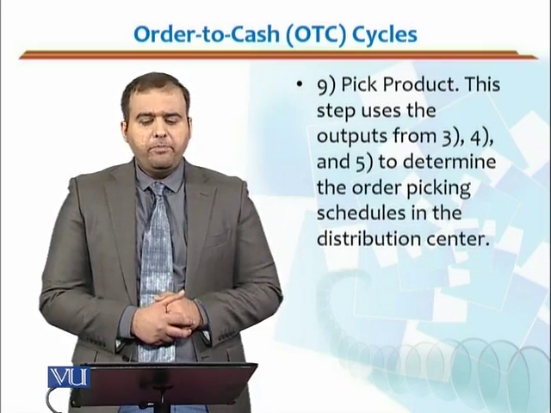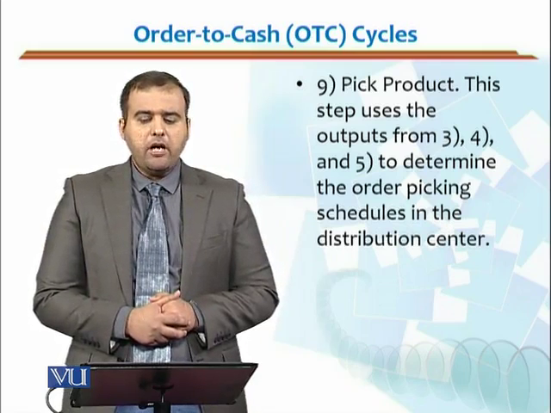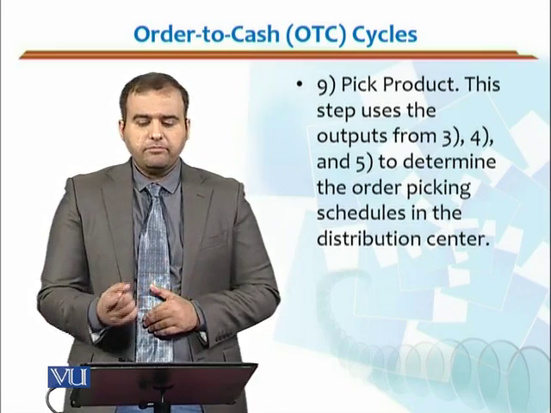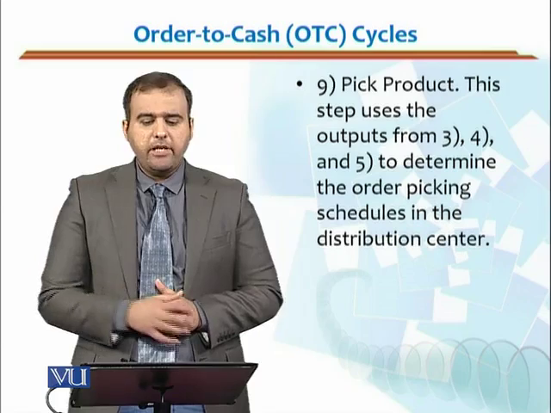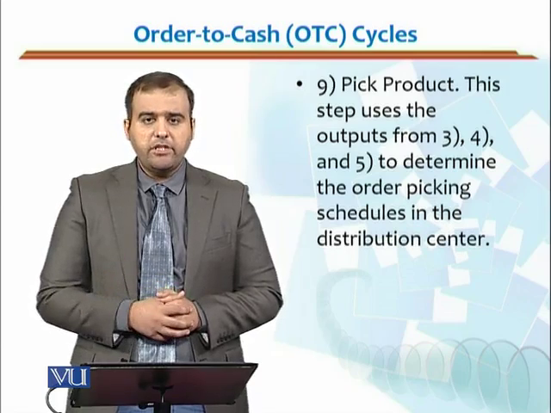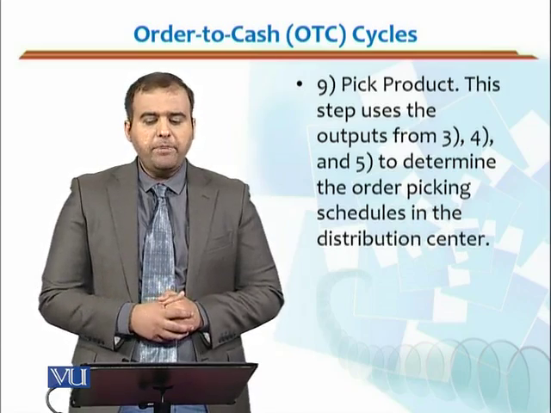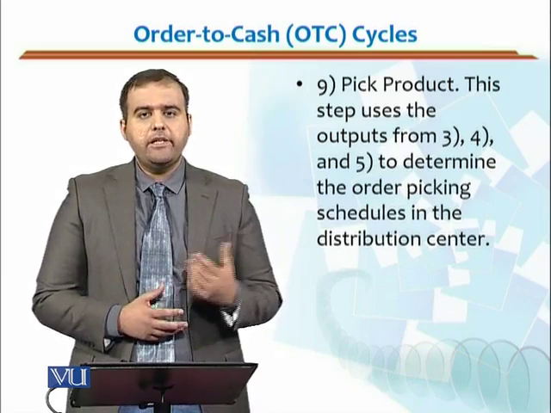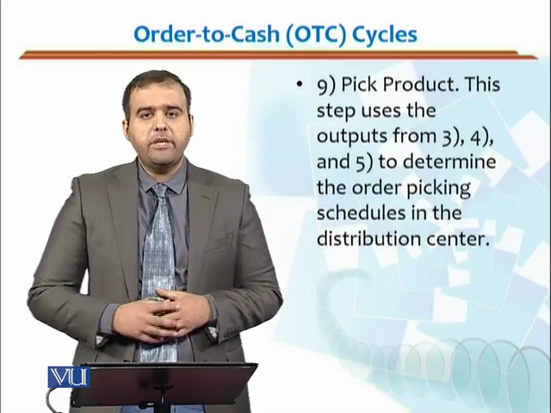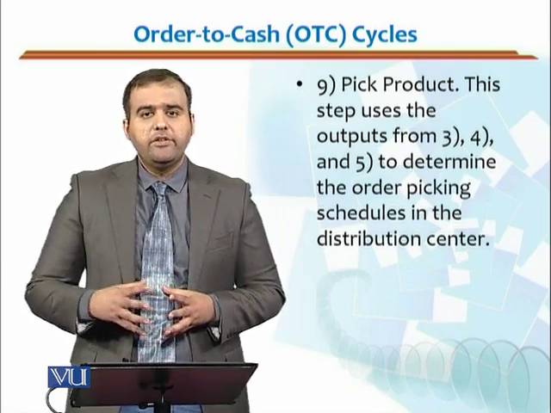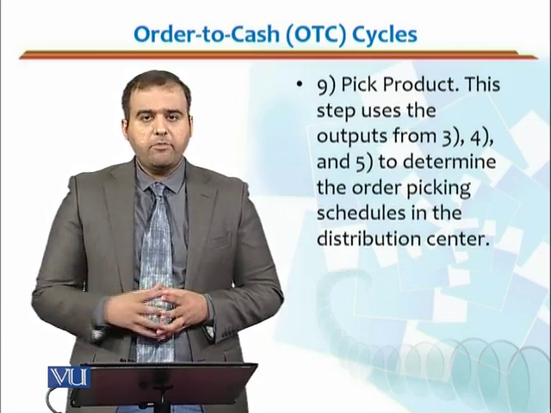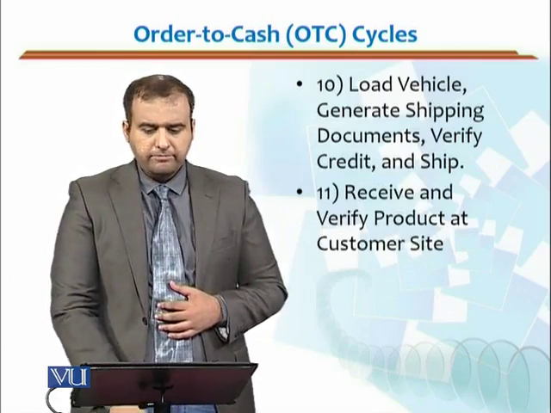The ninth one would be to pick product. This step uses the output from 3 and 4, that is the delivery dates and the transportation plan, as well as the fifth one, that was the routing, to determine the order picking schedules in the distribution center. Obviously, based on your transportation plan and delivery dates, you will determine a schedule in your distribution centers that will drive the order picking. Okay, you can pick your order at this point of time from that distribution center.